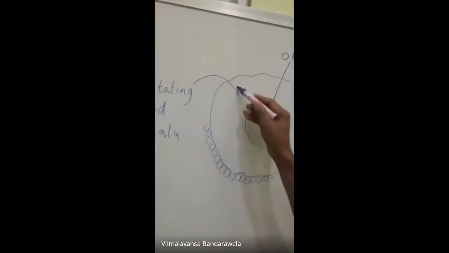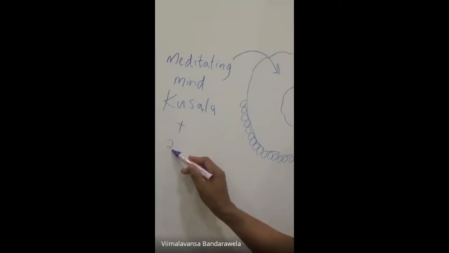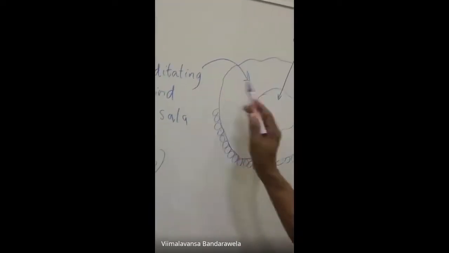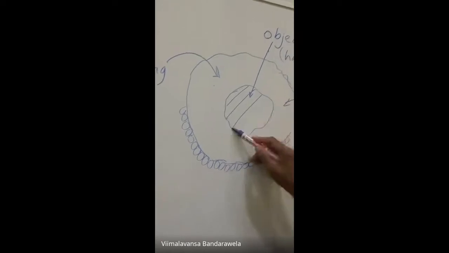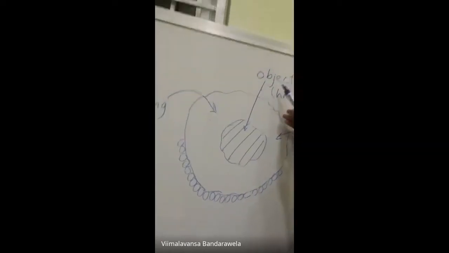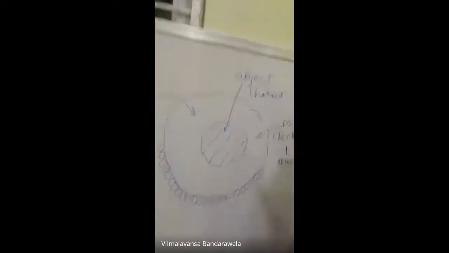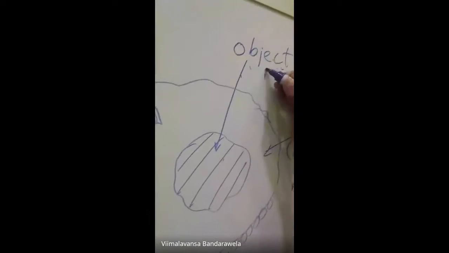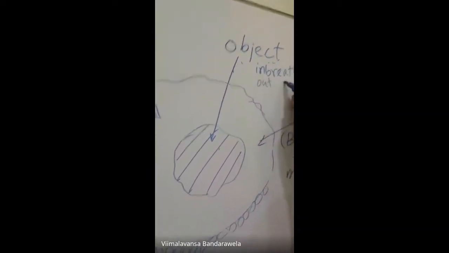So if this is meditating mind, the associated mental factors are 33, right? 33 mental factors associated with this mind. For example, this is the anapana patibhaga nimitta, right? If you practice anapana sati meditation, the object is anapana patibhaga nimitta. The first object is not anapana patibhaga nimitta. The first object is the in breath, out breath, and touch point.